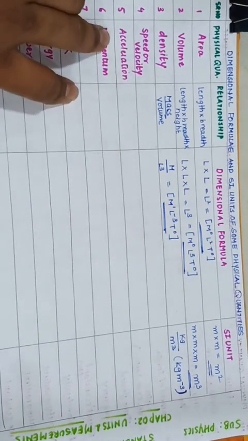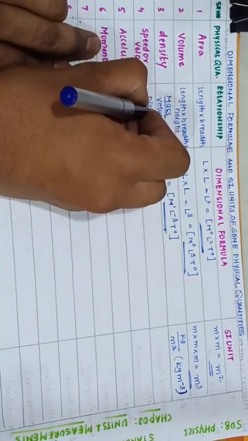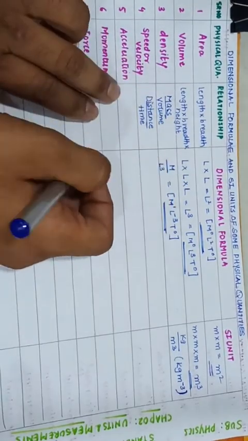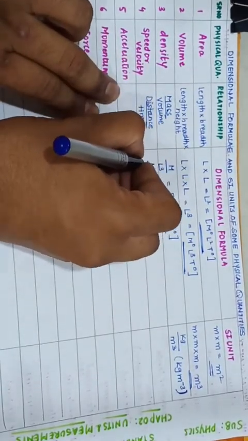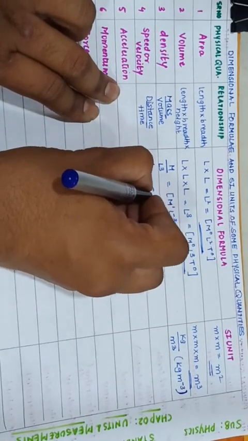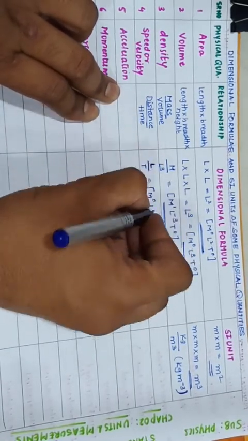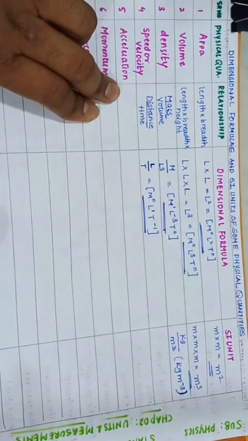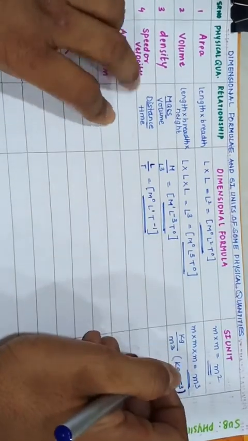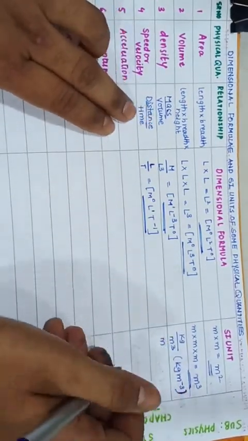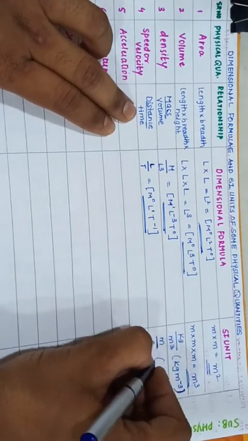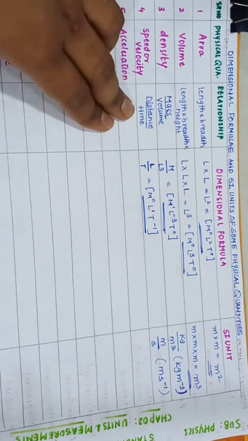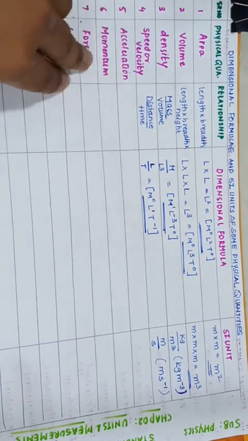Next is speed or velocity. We already know the formula for speed and velocity, that is distance traveled per unit time taken. So for the distance you are having L, for time you are having T. It is independent of mass, so it's M0, L1. This T will move up, so it will be T minus 1. This is my dimensional formula for what? Speed or velocity. Unit for distance you are having meter, for time you are having seconds. So unit will be what? Meter second minus 1, or you can say meter per second. Hope it is cleared.